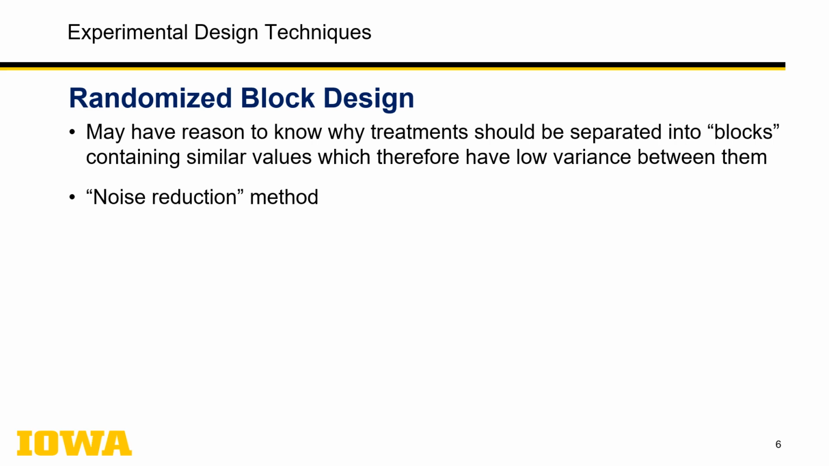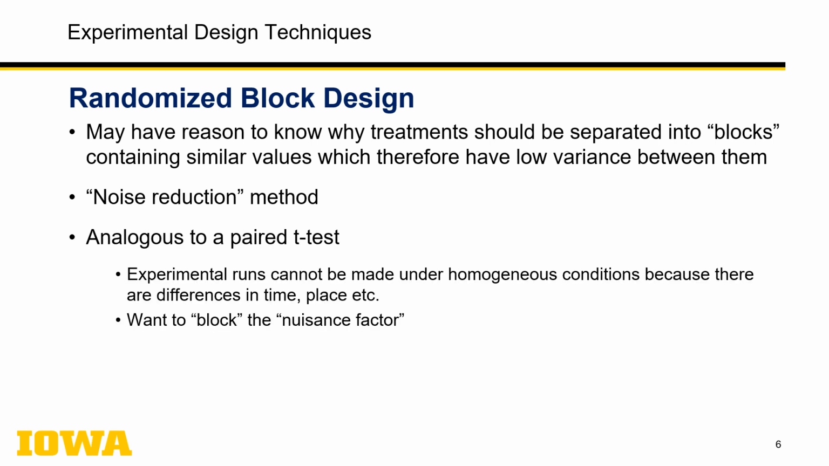The other main type of design I want to discuss, because it comes up quite a bit, is called a randomized block design. By way of the experiment, you may have a reason to know why some of the treatments should be separated into blocks containing similar values, which will help to lower the variance between them. It's called a noise reduction method. And what all that means we'll discuss here in a minute.